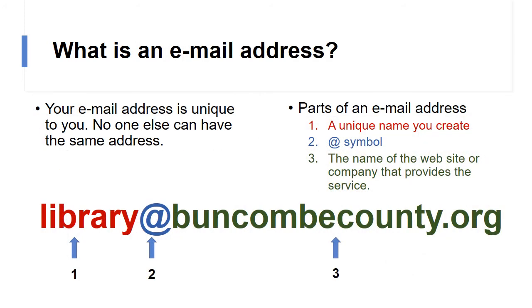Okay, so let's break down what is an email address. So your email address is unique to you. No one else can have the exact same email address. So that's why pretty often you'll see email addresses that have maybe some variation of a person's name and then a number after it, because nobody can have the same email address. We can't all be bobsmith@gmail.com because there are just too many Bob Smiths out there and they all have to be unique. So let's break down these different parts of an email address.